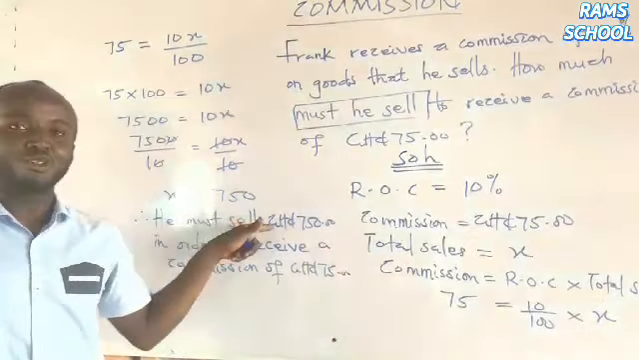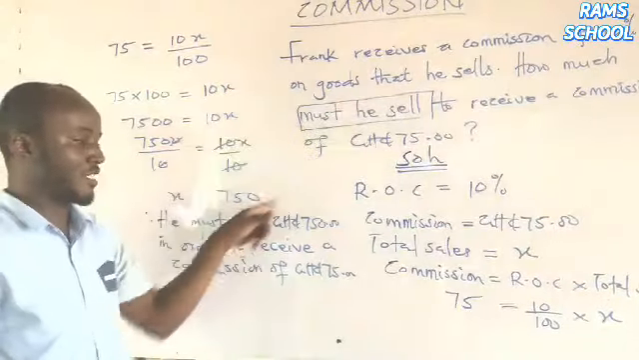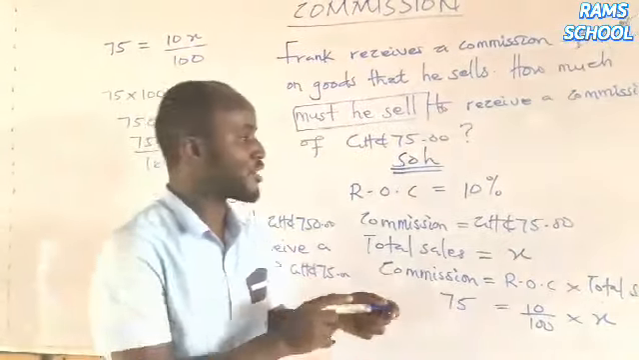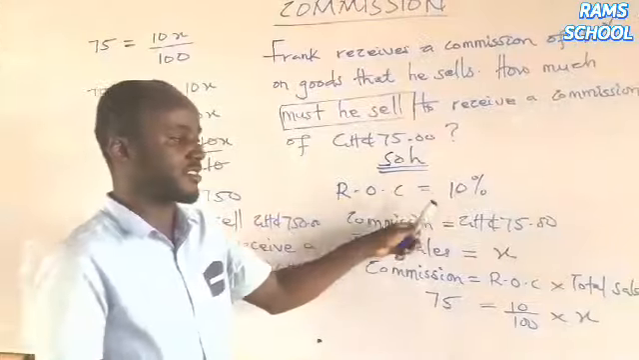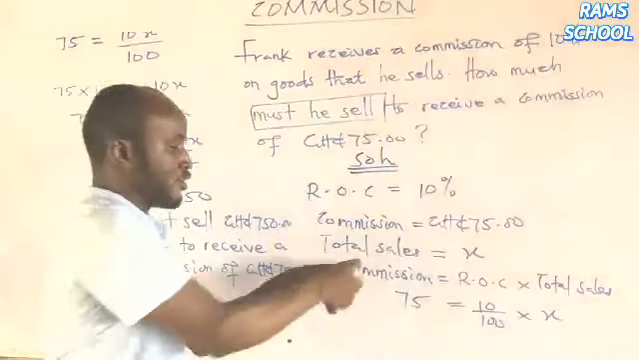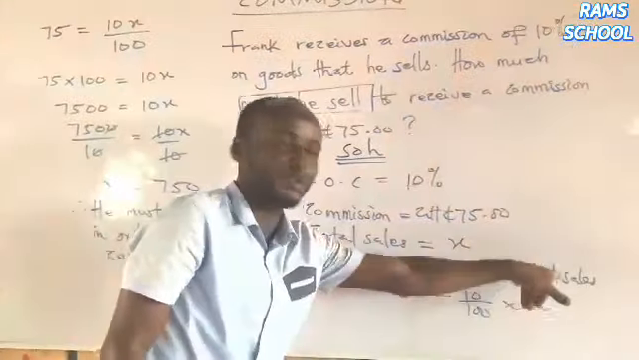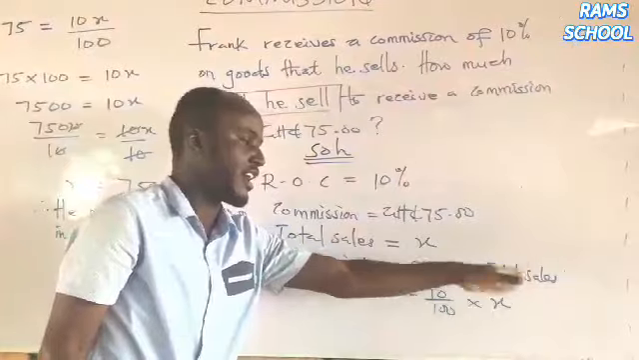So the 750 here is the total sales. If you remember the first question that we saw, the total sale was 750. So dear students, this is how you are going to calculate for the total sales. Just put down your formula and do the necessary substitutions. You know your commission, you know the rate of commission, so times the total sale represented by a variable and solve for that variable.